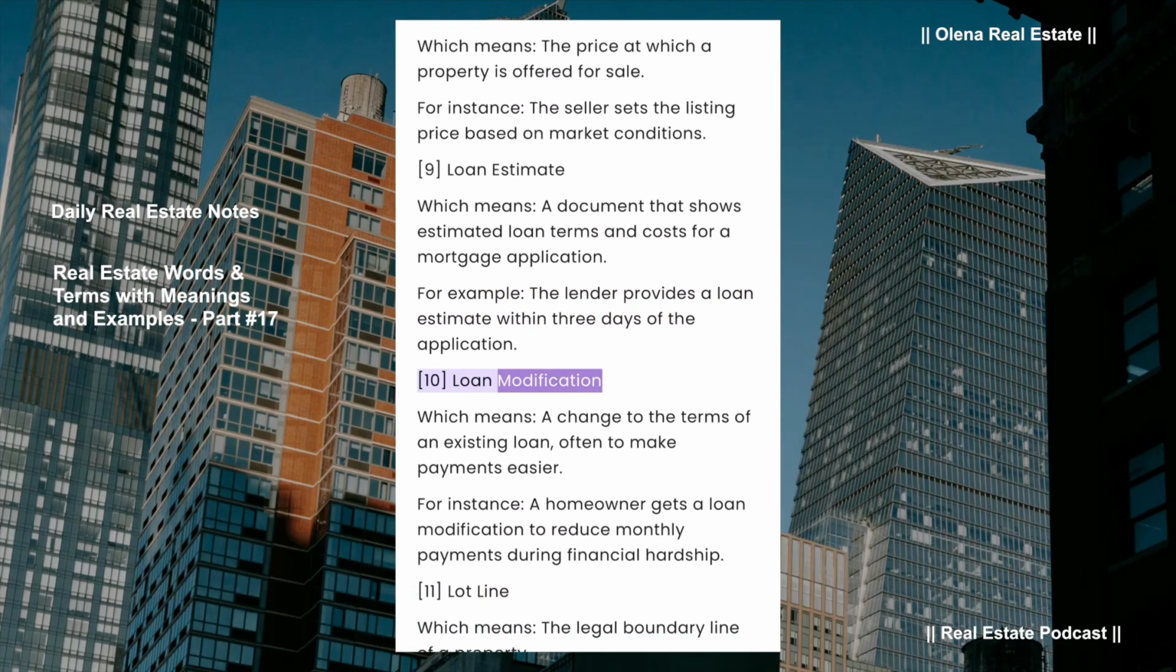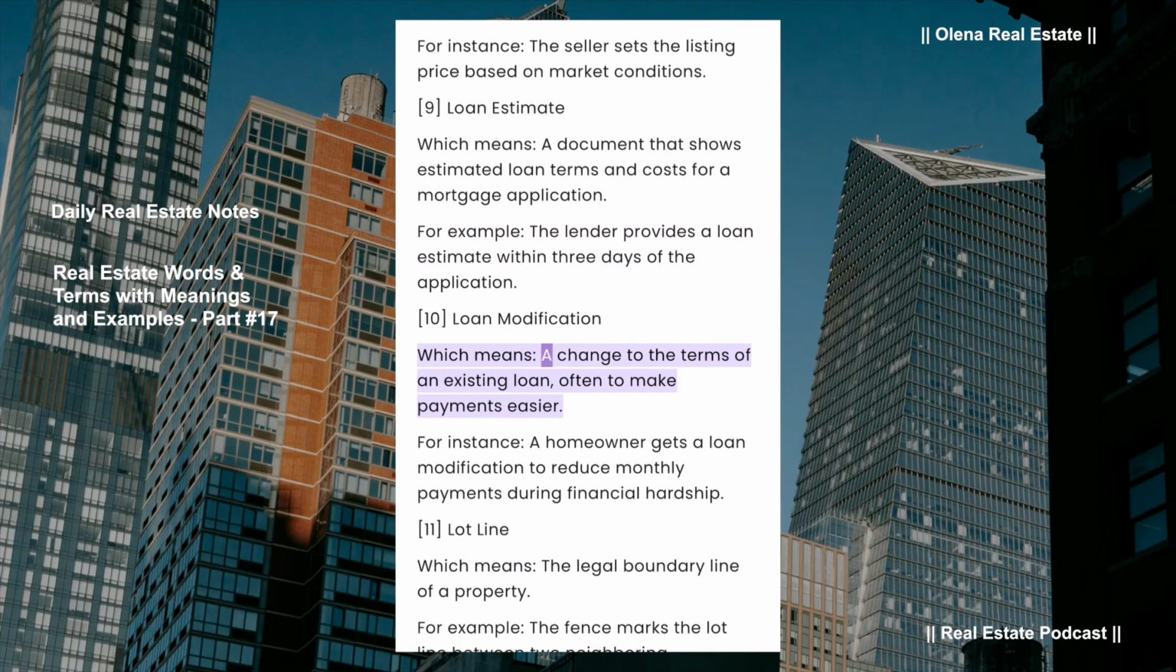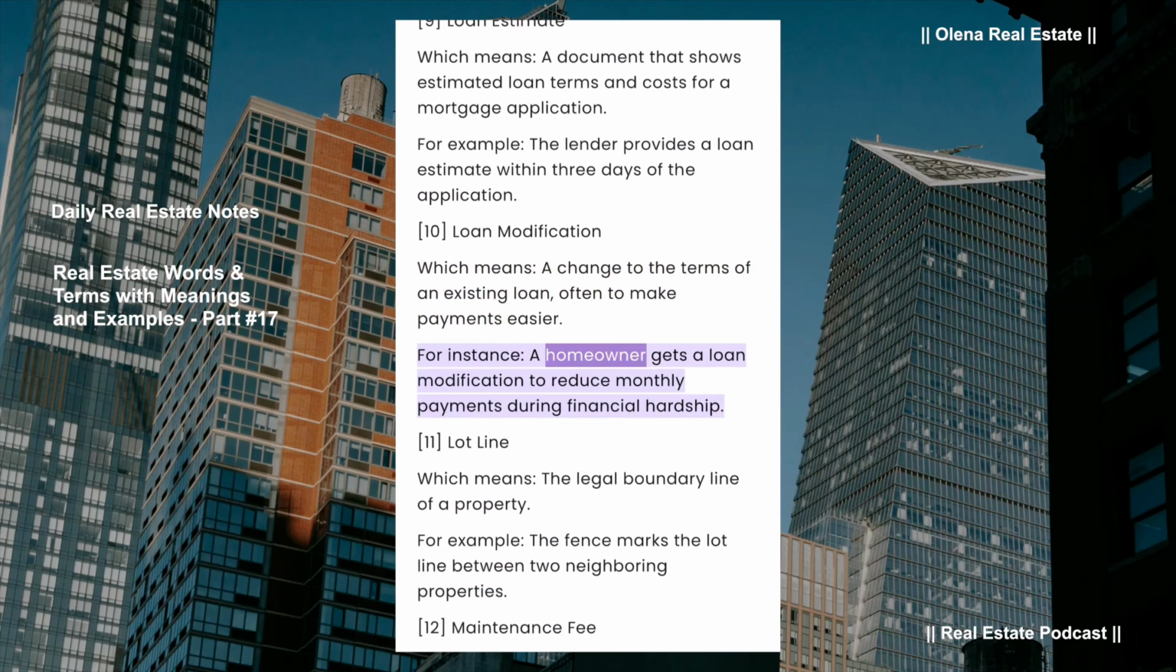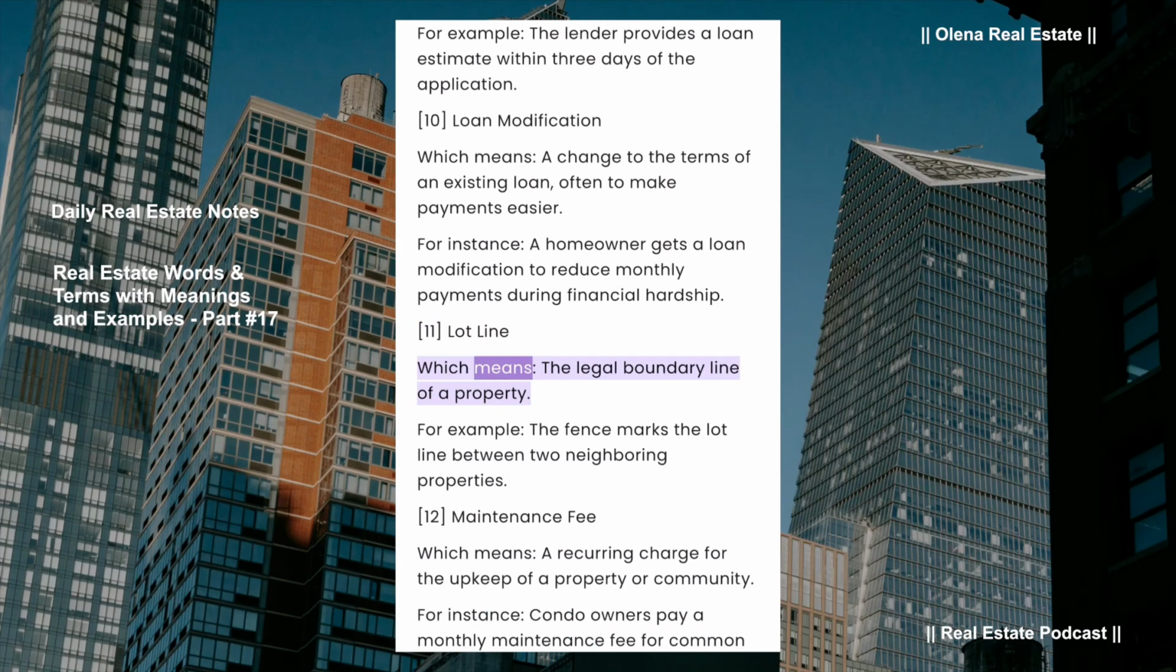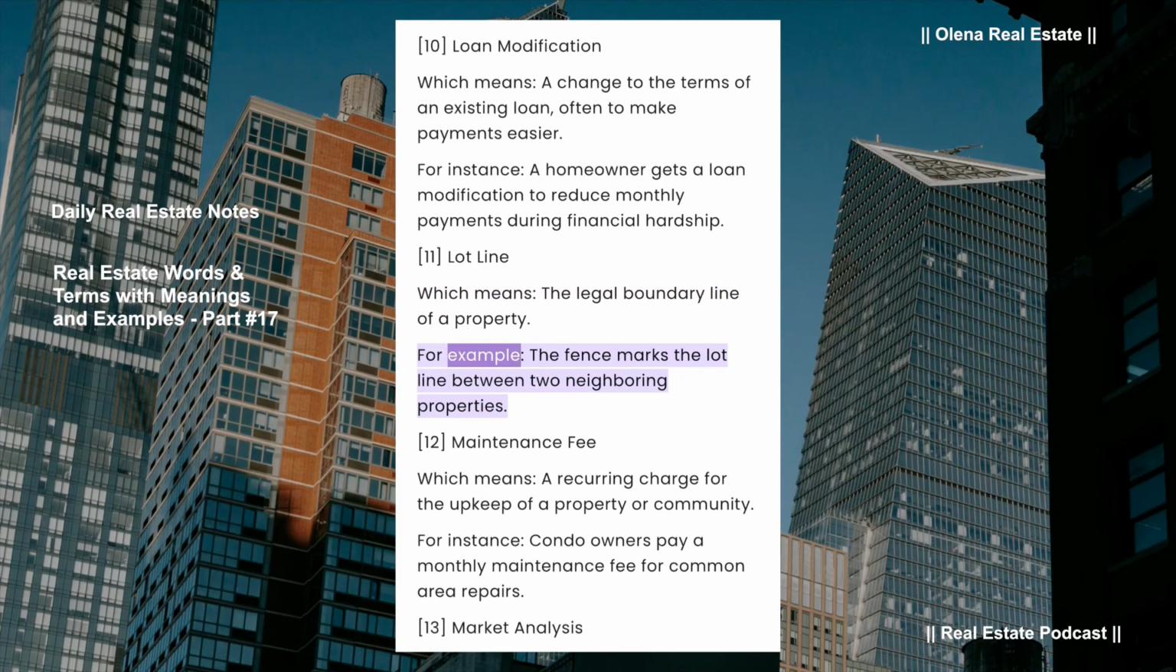Loan modification, which means a change to the terms of an existing loan, often to make payments easier. For instance, a homeowner gets a loan modification to reduce monthly payments during financial hardship. Lot line, which means the legal boundary line of a property. For example, the fence marks the lot line between 2 neighboring properties.